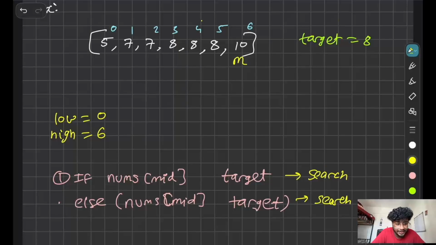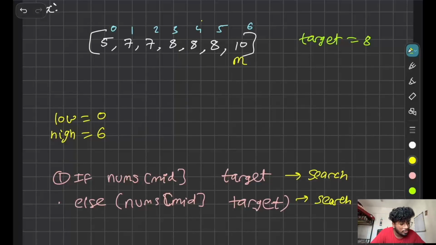Now we are greater than target. Now I'm sure that I need to search left. We have exhausted our right search space, and now we need to search left. We need to search left because after nums of mid, everything would be greater than target, which is 8. So now I would eliminate the right half and search left.